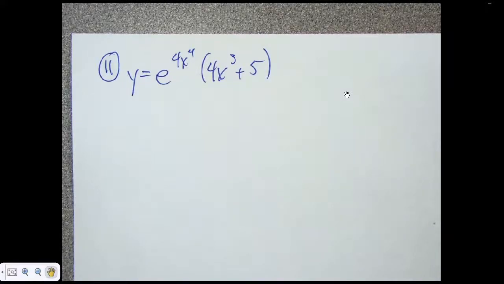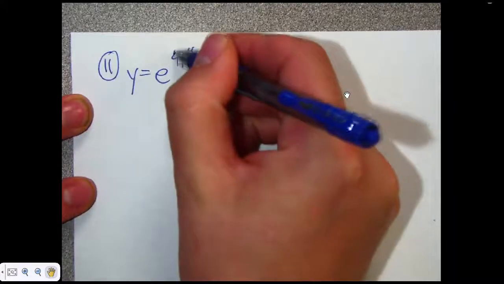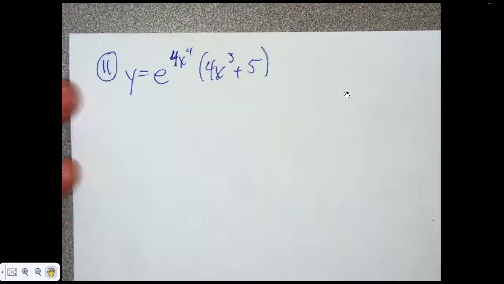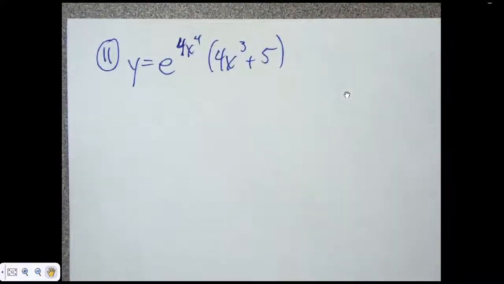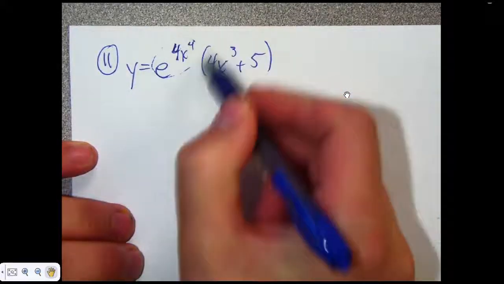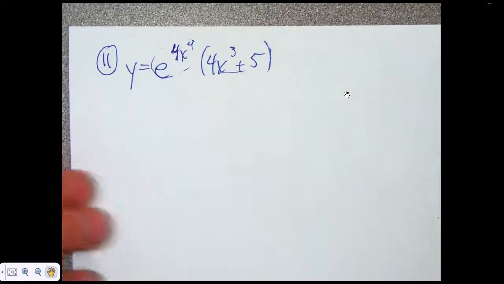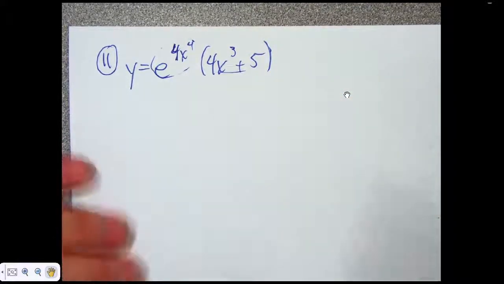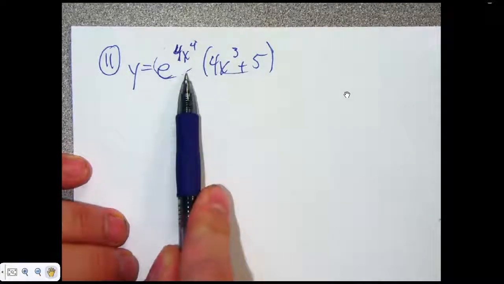Alright, so I'm starting with 11 here. What rules are involved here? Chain and product, right? So this is a function of x, this is another function of x, they're being multiplied together, so I gotta use chain. I gotta use product, and then when I go to do the derivative of this part, I gotta use chain.